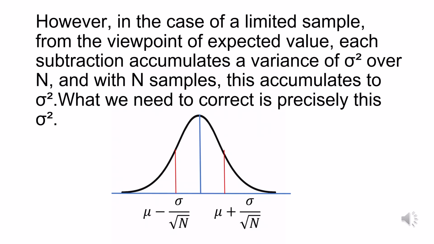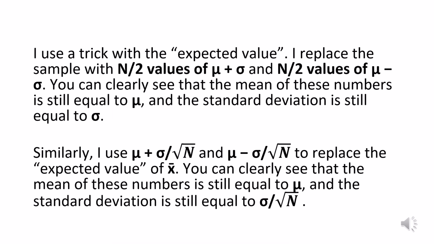However, in the case of a limited sample, from the viewpoint of expected value, each subtraction accumulates a variance of sigma square over n, and with n samples, this accumulates to sigma square. What we need to correct is precisely this sigma square. I use a trick with the expected value.